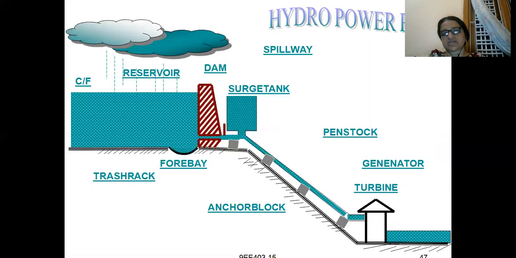Coming to the reservoir, after the reservoir, at the bottom of the reservoir, there are some black colored lines, and it is written as trash rack. Trash rack is another component, also a part which is helpful. How it is helpful, I'll explain. This trash rack helps in cleaning the water in the reservoir.